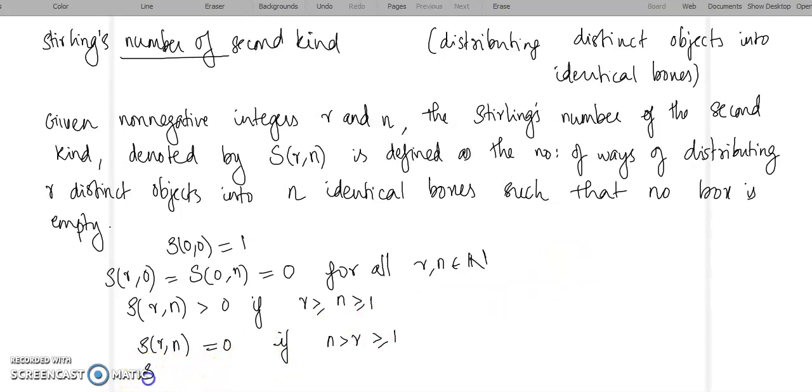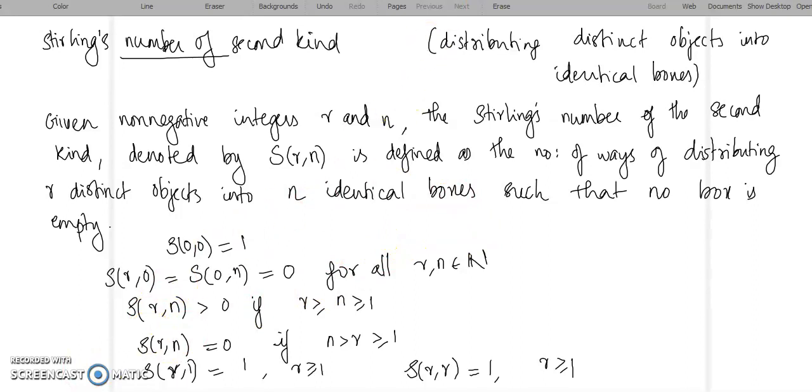And the next result is, if you take S of r, 1, this is the number of ways of distributing r objects to a single box, so that can be done only in a single way, where r is greater than or equal to 1. And S of r, r is the number of ways of distributing r objects to r boxes, and since the boxes are identical, that can also be done in only one such way. So this is for r greater than or equal to 1. So we have S of r, r equal to 1.